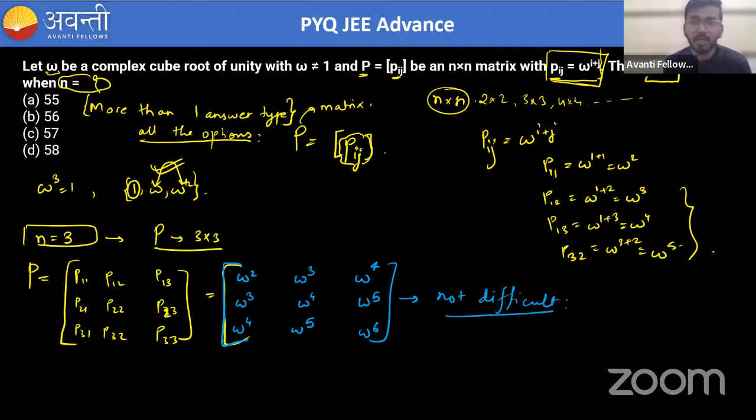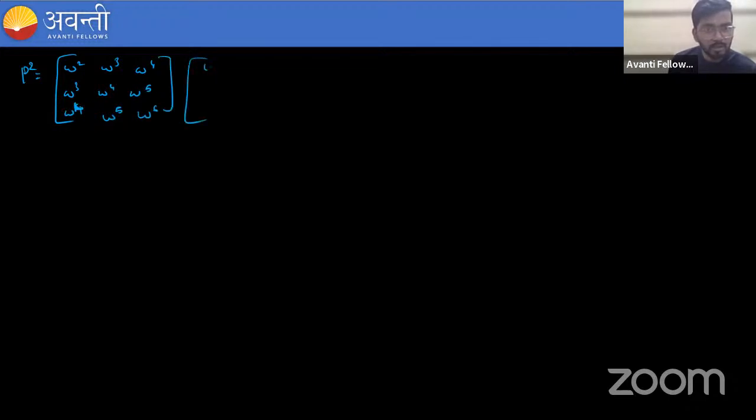Now what we have to do is, let us find P square. Let us try to find the P square matrix. So P square will be the multiplication of the matrix with itself, omega square, omega cube, omega 4, omega cube, omega 4, omega 5, omega 4, omega 5, omega 6. So to find the P square matrix, we are trying to solve this multiplication.